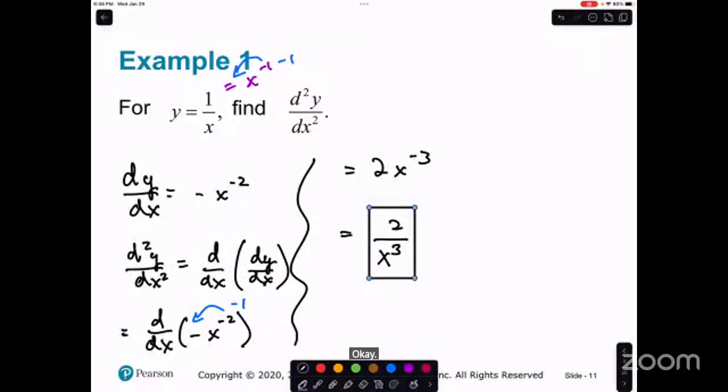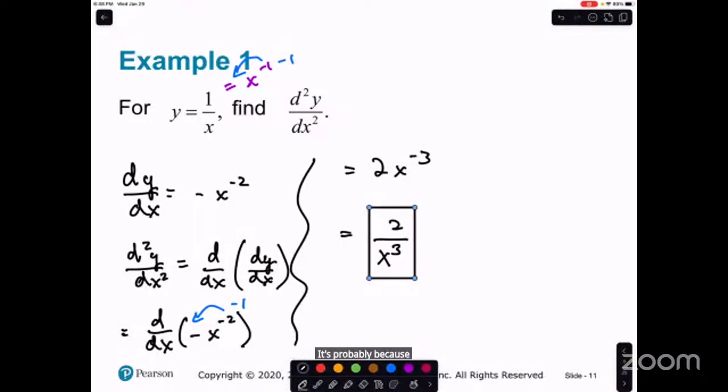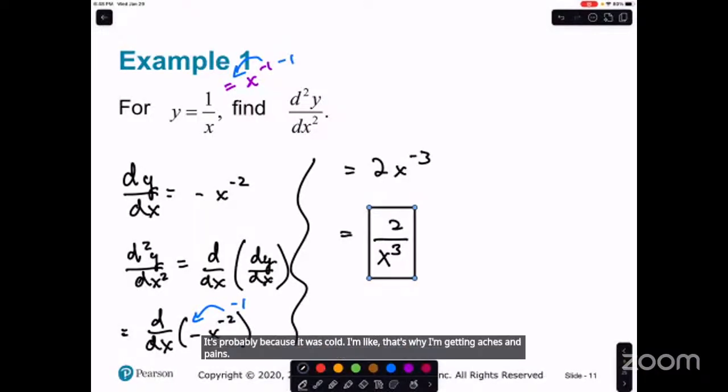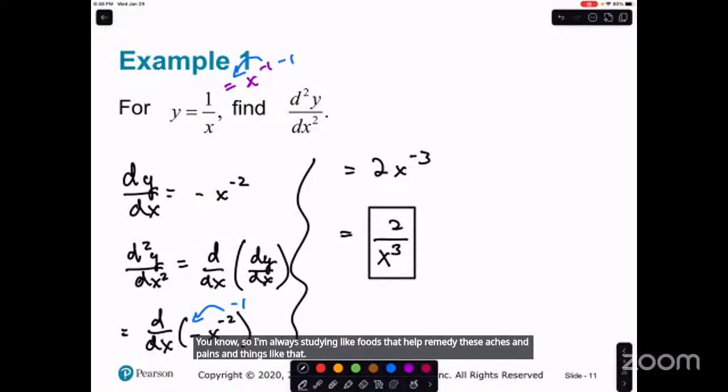Oof. And then it's like I'm getting older, so it's like when the weather be changing, I get aches and pains in the body. I was like, "What is this?" And it just dawned on me today. I was like, "Oh, it's probably because it was cold." And I'm like, "That's why I'm getting aches and pains." You know, so I'm always studying foods that help remedy these aches and pains and things like that. And so, you know, stuff like that.